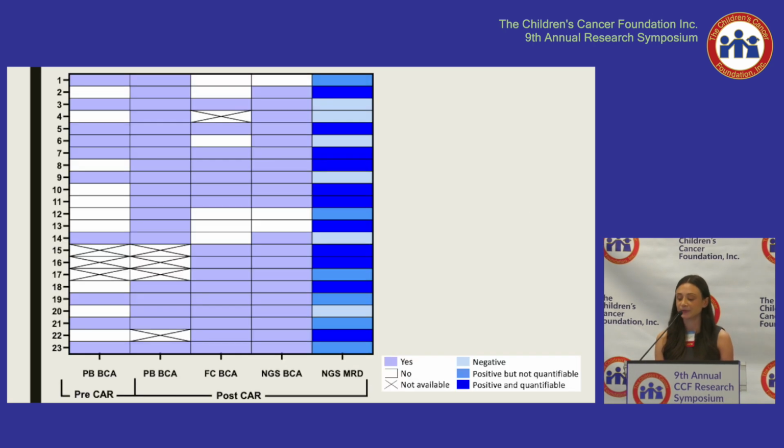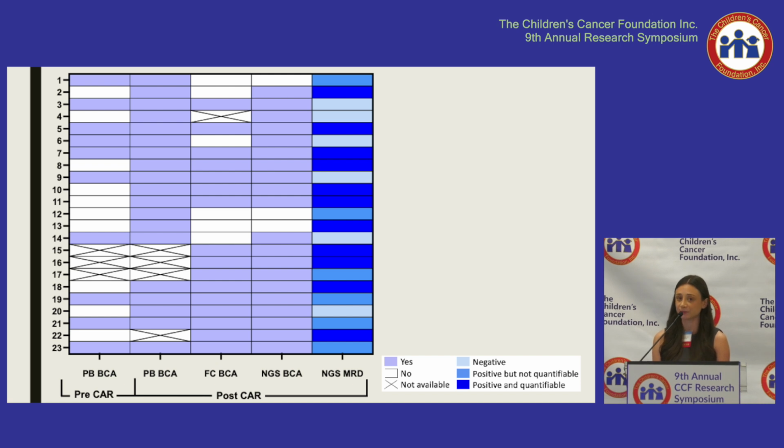This is a heat map of our data. I know this is a lot of data, but we'll break it down in the next couple of slides. But I wanted to point your attention to the post-CAR flow cytometry BCA and NGS BCA columns. These were both done in the bone marrow, and we did find that these two methods of looking at B-cell aplasia were quite concordant with one another, with only a few patients who had B-cell aplasia by NGS not having B-cell aplasia by flow cytometry.